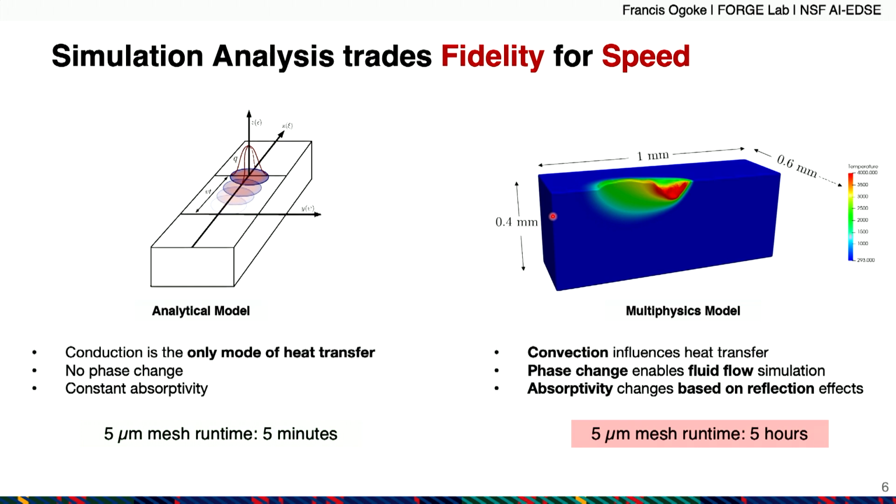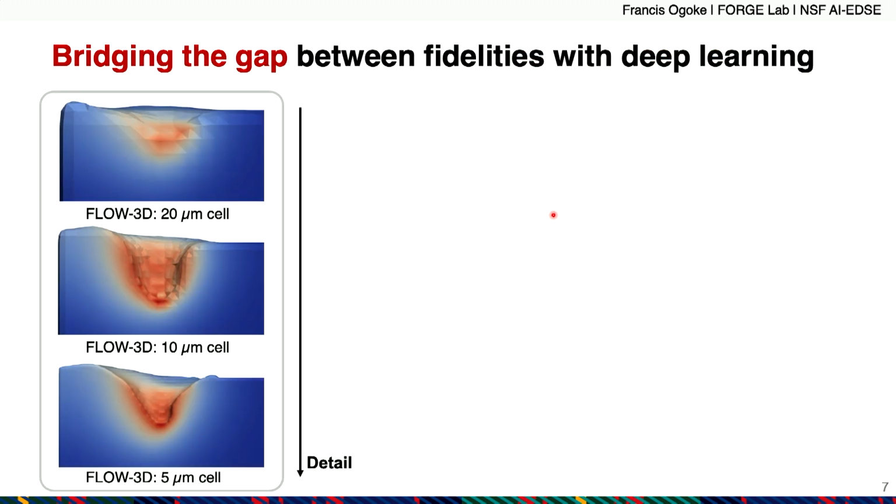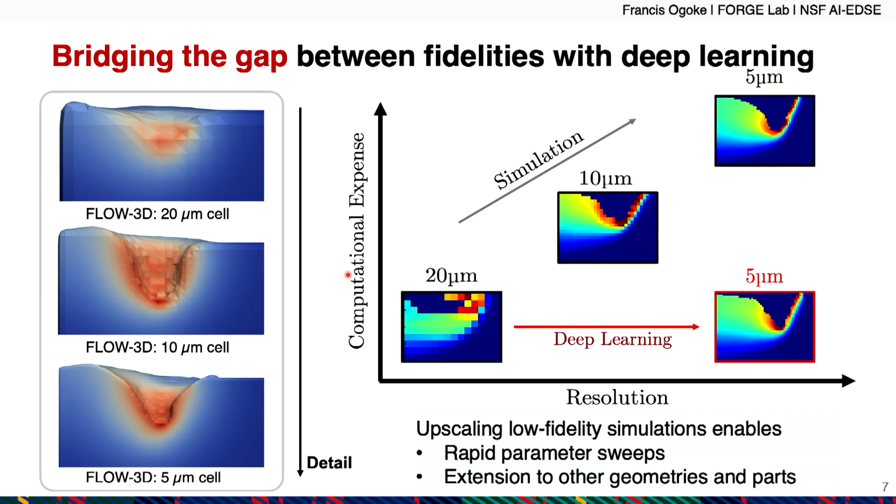So I'm really interested in figuring out ways we could bridge fidelities and maintain that accuracy, but not sacrifice speed. As a case study, I looked at how we can bridge fidelities across mesh resolutions. So going from a very coarse simulation in software called Flow3D to model the overall melt pool, to a very, very detailed simulation, which takes more time but gives you more detail, and figuring out ways that we can get this increase in resolution for free, where we normally have to pay this computational expense as we go from 20 microns to 5 microns.